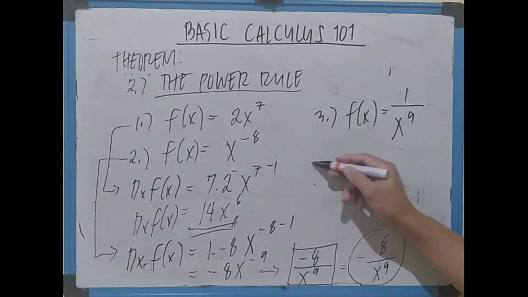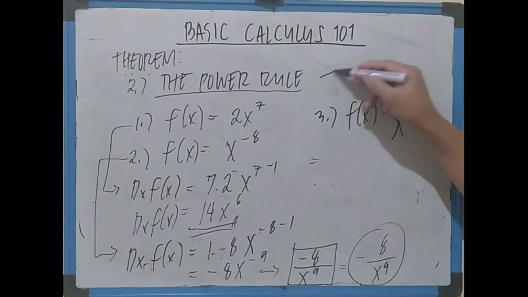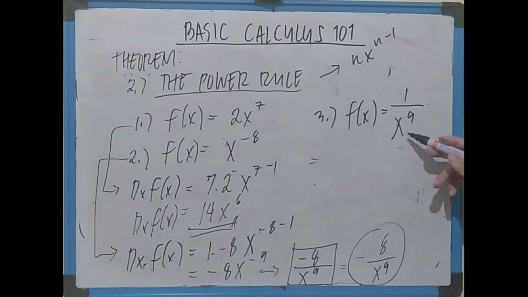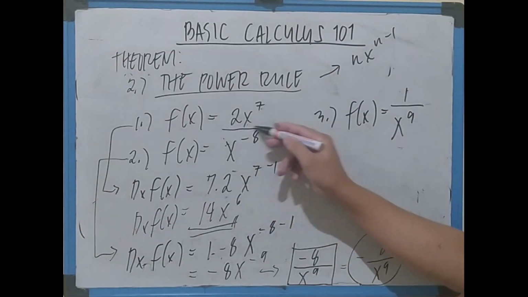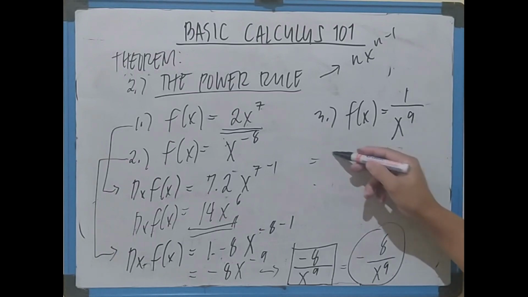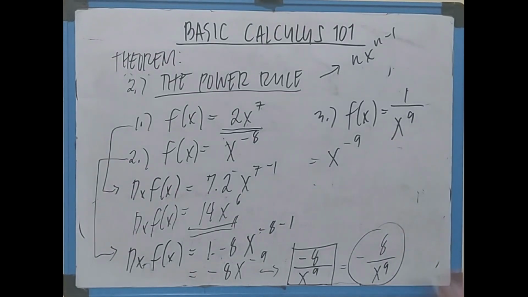For number 3 naman, since we have a fraction form, for us to apply the formula of nx raised to n minus 1, what we will do is lift x raised to 9 for the meantime, so that we have a linear kind of equation. So if this is 1, we lift it up, this becomes x raised to negative 9. Since there is still a 1 here, so 1x raised to negative 9.